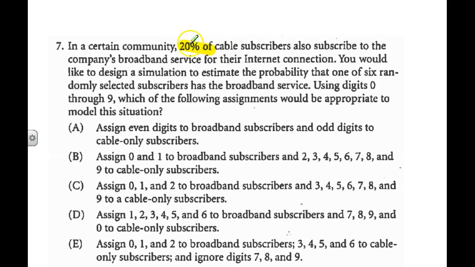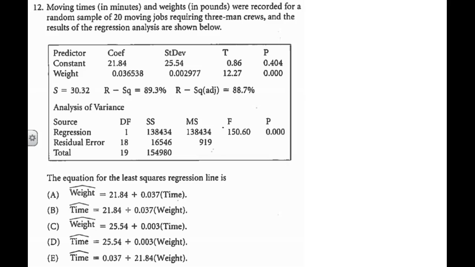there are 10 digits, and we need 20% of them to be for the broadband subscribers. So it looks to me like 0 and 1 would be a good option there. The rest of the numbers would represent cable-only subscribers, so that would be 80%, and that is the correct answer. You can see with even digits, that would be 50% there. Here, that would be 30%, 60%. This is very tempting for students. That's actually 30% there, 0, 1, and 2. So once you get that right, you're going to assign the numbers and go.